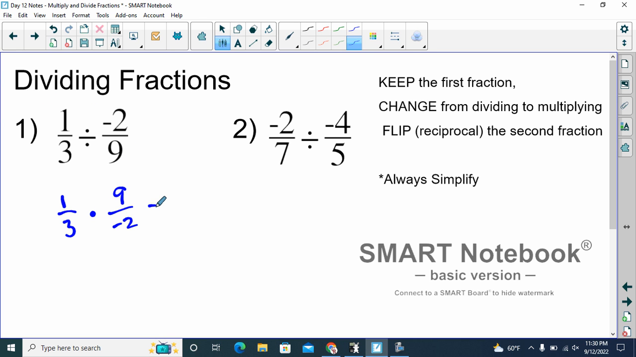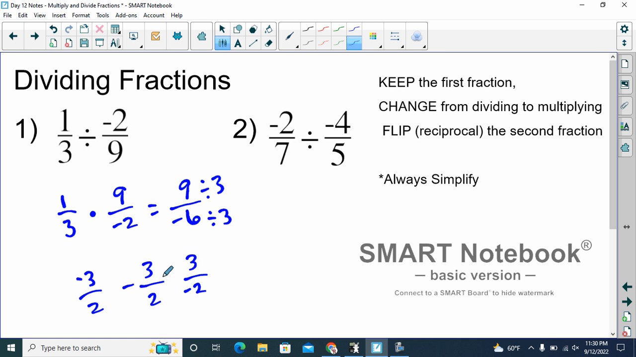1 times 9 is 9. 3 times -2 is -6. And then I can divide those both by 3. I get 3 divided by negative 2. 3 over negative 2 is the same thing as negative 3 over 2 is the same thing as negative 3 over 2. Any of these would be acceptable answers.